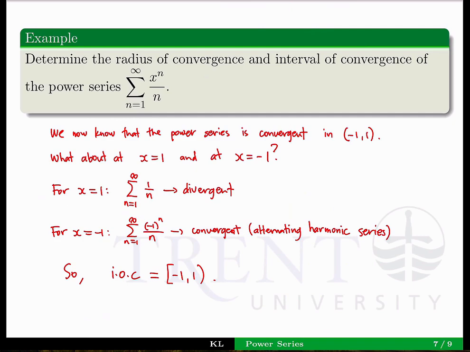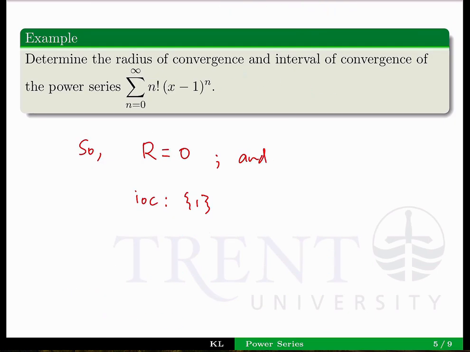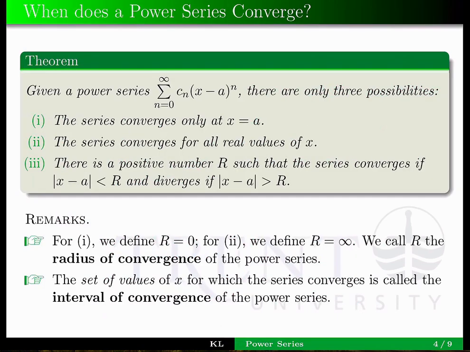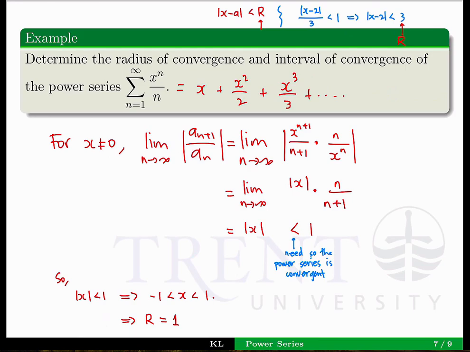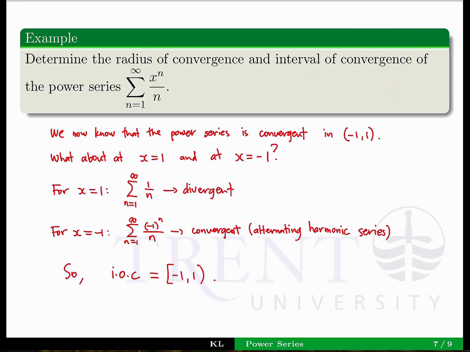Now, take note, this does not violate our theorem. Let us go back to the theorem. This does not violate this theorem. It only says converges if strictly less than, diverges if strictly greater than. It does not say anything about what happens if it equals the radius. So like I said, we need to check it. Okay?